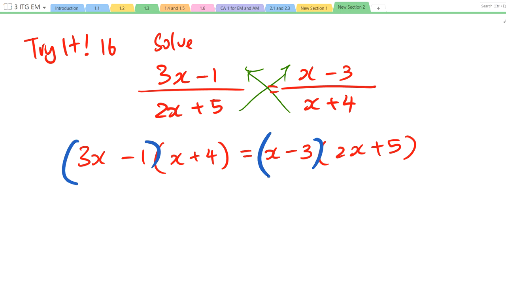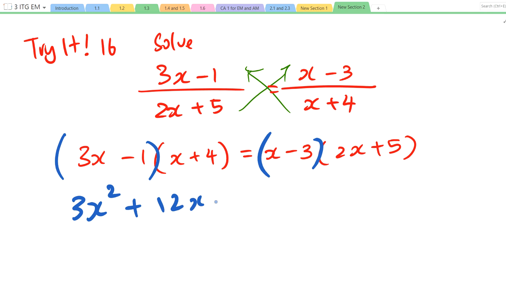Because if I don't have the bracket, it's going to be 3x minus x minus 4 on this side. Now, if I have the bracket, it is going to be 3x squared plus 12x minus x minus 4. Okay, there is the difference. You must have the bracket.